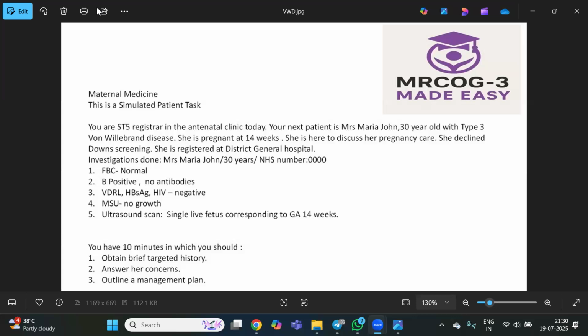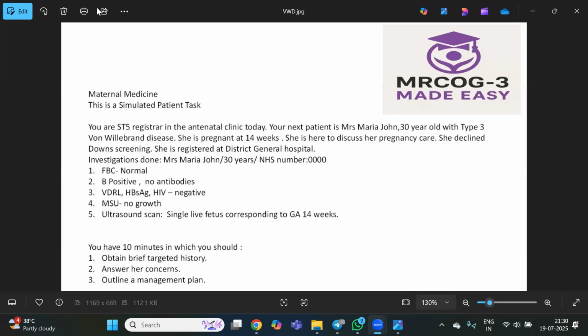Then how is the control? So what medication, how is the control, was she admitted to the hospital at any time, and is she regularly visiting the doctor, when was her last visit, and whether you can review her notes. Always review the notes in every maternal medicine station. Now that is about the medical condition.